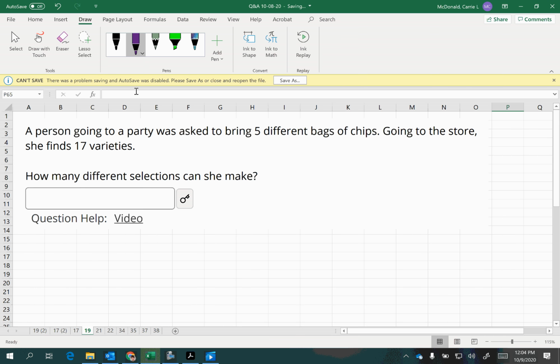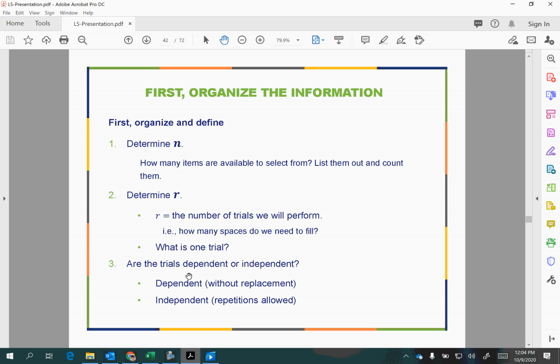Remember that we always want to first get organized and determine N, how many items are available to select from. You may need to list them out and count them if you're having trouble determining this. 2, determine R, which is the number of trials that will be performed. In other words, how many spaces are you going to fill? You might want to think about what one trial is. Consider the process that is going to take place and how many times it's going to be done. 3, determine if you're doing selections without replacement or if repetitions are allowed.